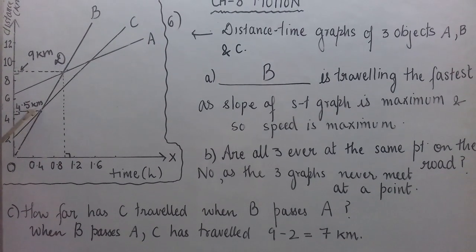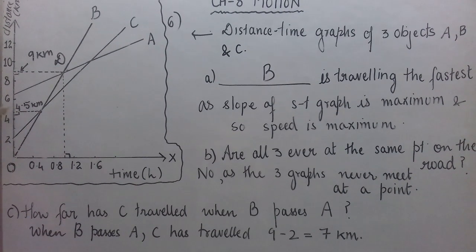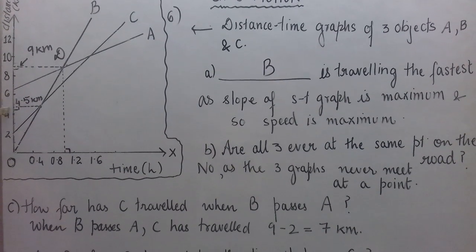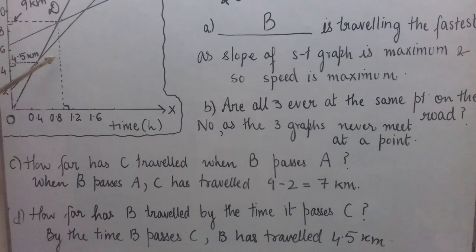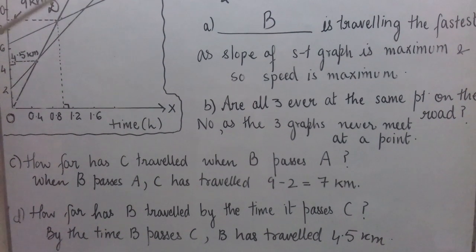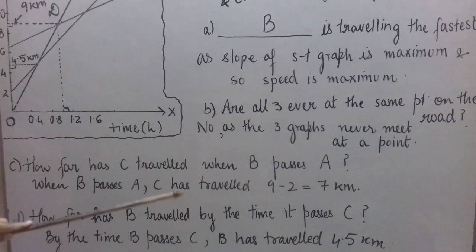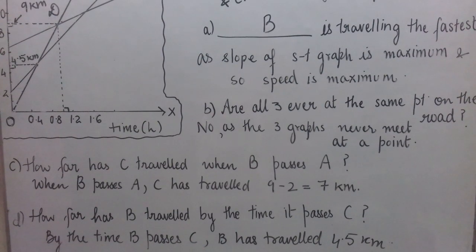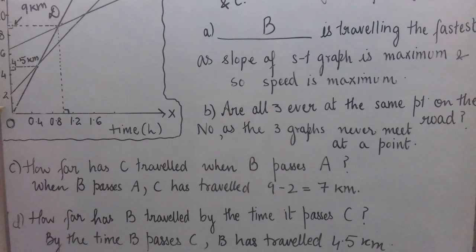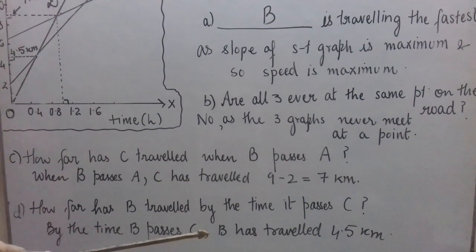From this point, I will drop a perpendicular on the distance axis, and since it is one division above 4, it is 4.5 kilometers. I'll say B and C meet at a point, let us say E. I can name this letter E also, but it's not required here. How far has B travelled by the time it passes C? A perpendicular is drawn here, 4.5 kilometers, and B has started from 0, the origin only. So by the time B passes C, B has travelled 4.5 kilometers.